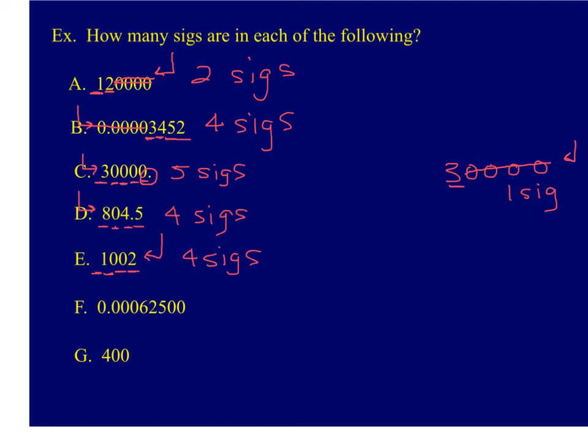On letter F, the decimal is written on the page, so the decimal is present. We would start counting from the left side of the number. Then you start counting with the first non-zero. Well, those are a bunch of zeros, so we wouldn't count those.